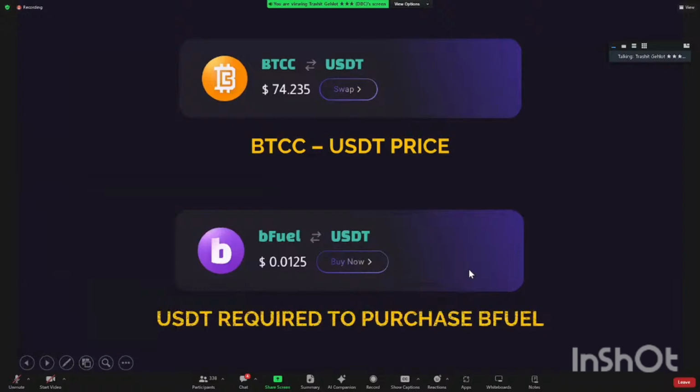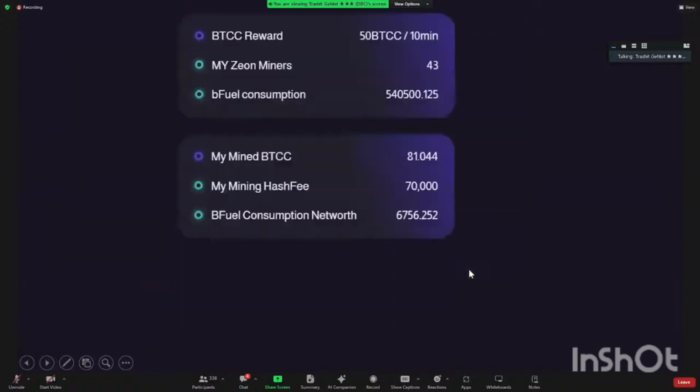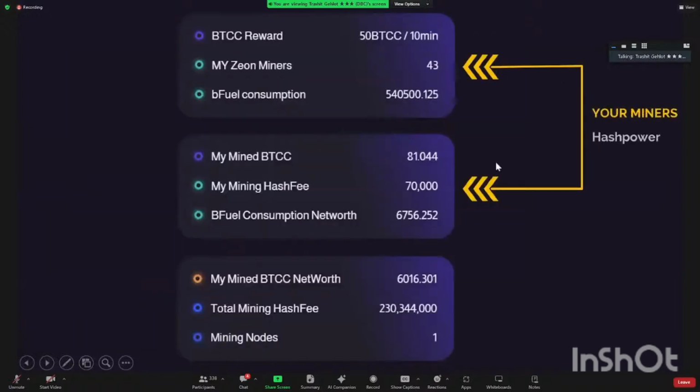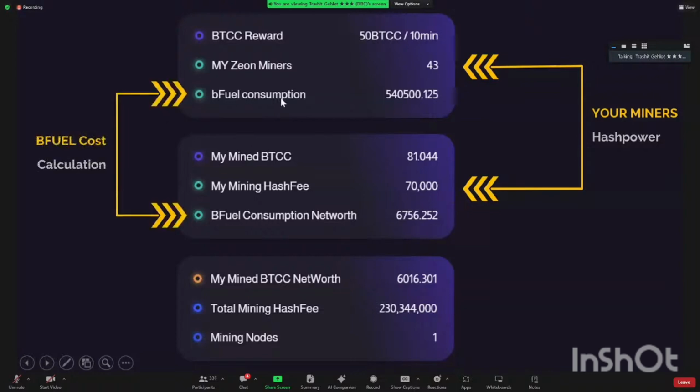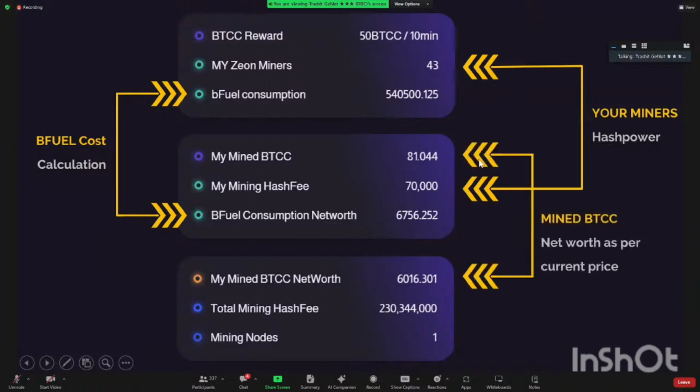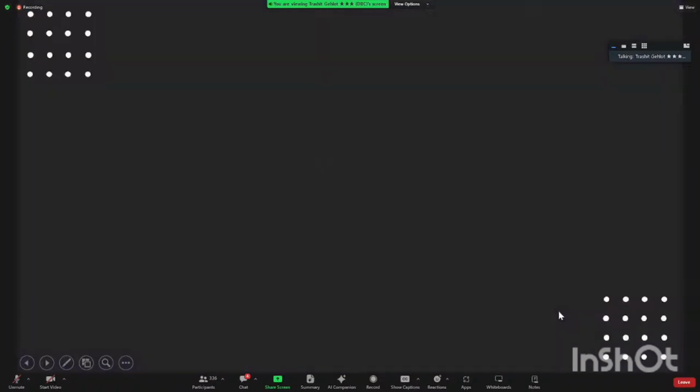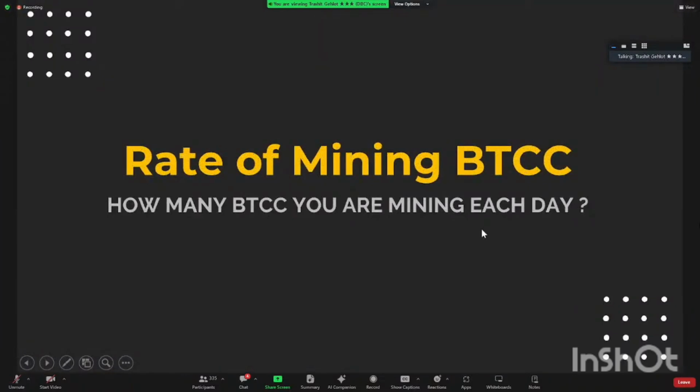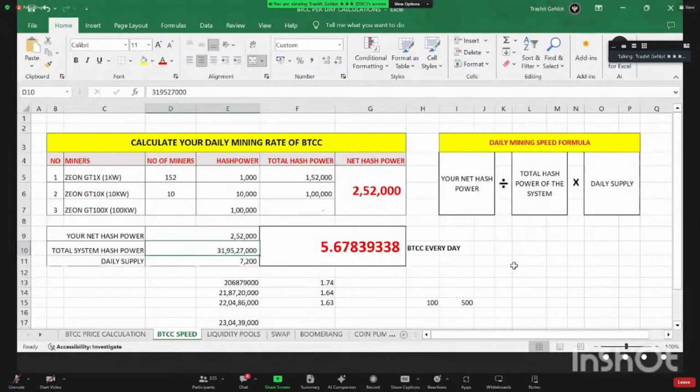So I have already explained this entire interface. Over here you can see these are your miners, and as per your miners' hash power, you have this total net hash power over here, right? Then you have B fuel consumption. You multiply it with 0.0125. Your B fuel consumption net worth in dollars is displayed over here. And this is your mined BTCC, that means the BTCC you have claimed from the daily supply, and this is your mined net worth. And simple, the rate of mining I have also explained to you, right? This calculation.